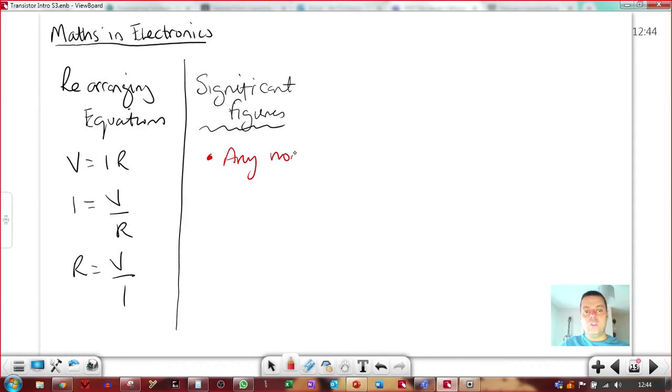The rules about significant figures are: any non-zero figure is significant. So that's 1 to 9. 0 has a bunch of special rules about it depending on where it appears in the number. It dictates whether it's significant. Okay.